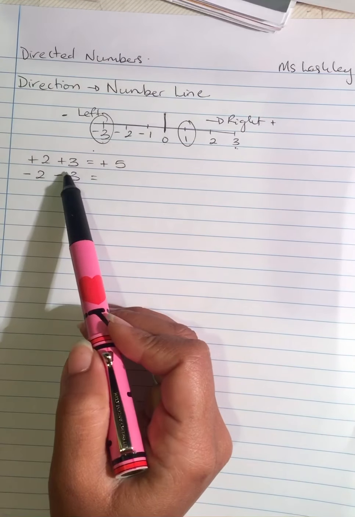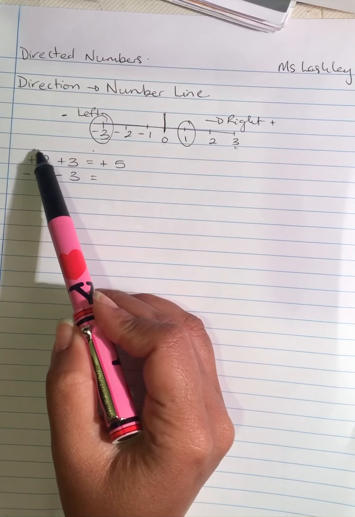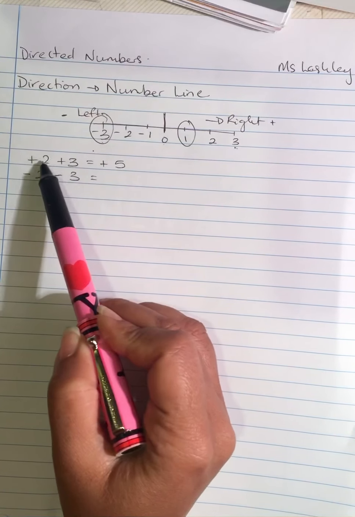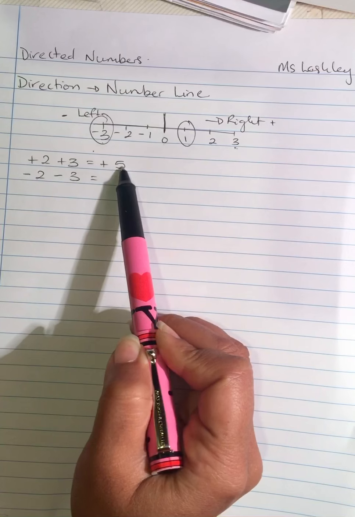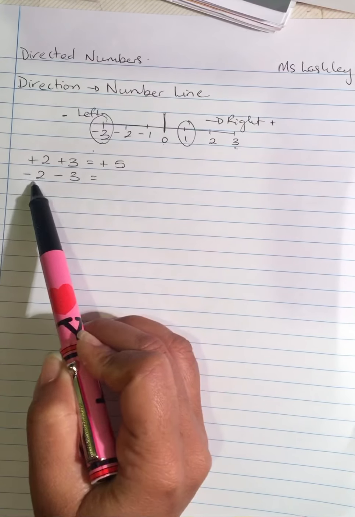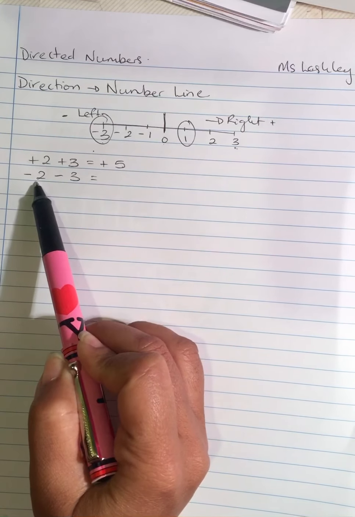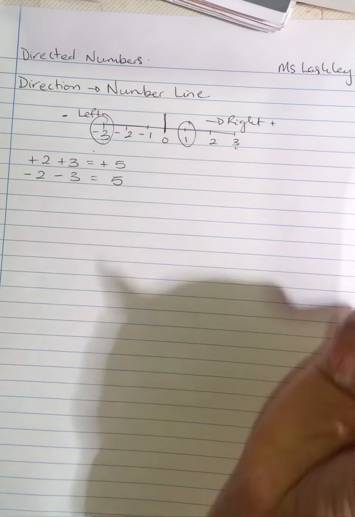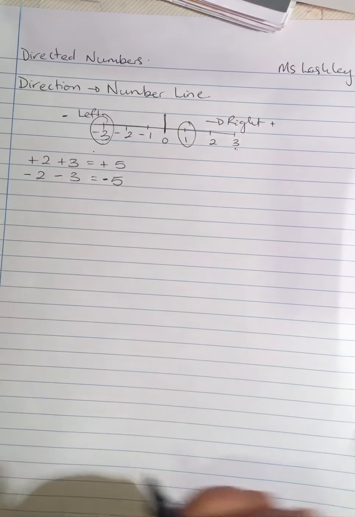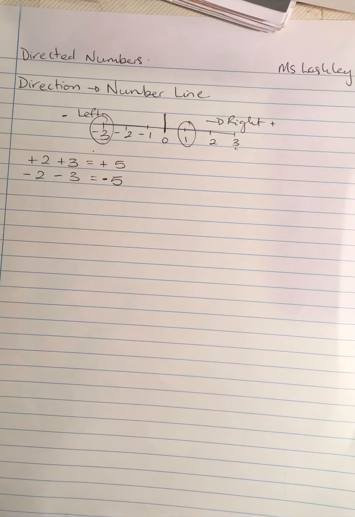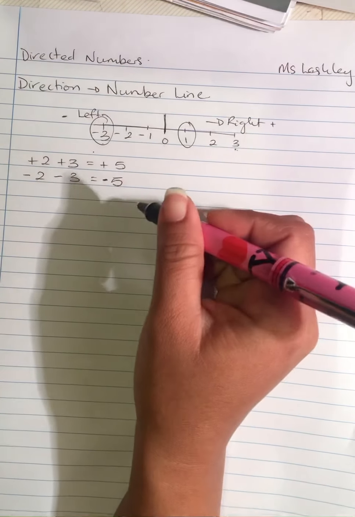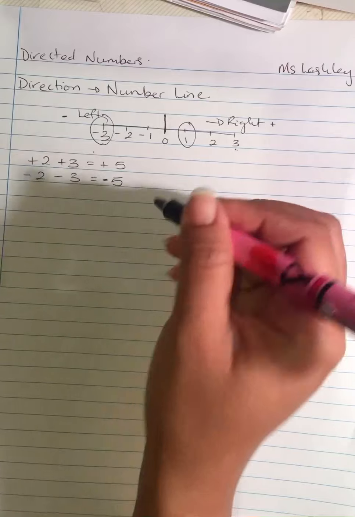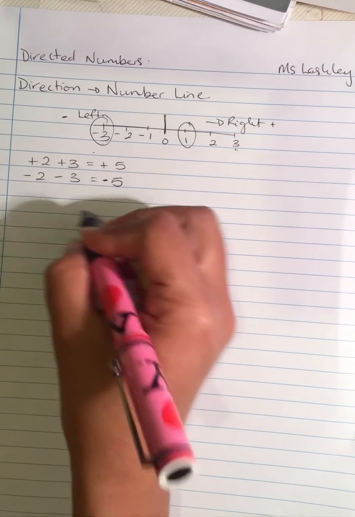Let's treat these like fruit. Our positive numbers are apples, so 2 apples plus 3 apples will give us 5 apples. Our negative numbers are grapes. 2 grapes plus 3 grapes will give us 5 grapes. I know what you're saying. Look at that. So simple, right? So let us continue with our examples.